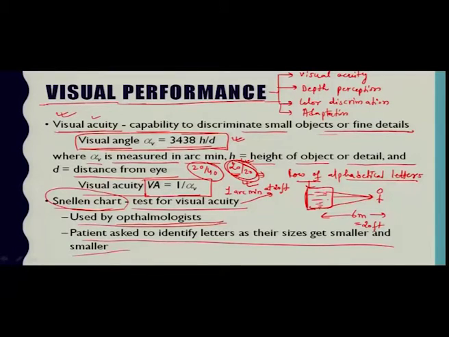An individual with 20 by 40 vision has below normal vision and can just read letters at 20 feet that a person with normal vision can read at 40 feet.